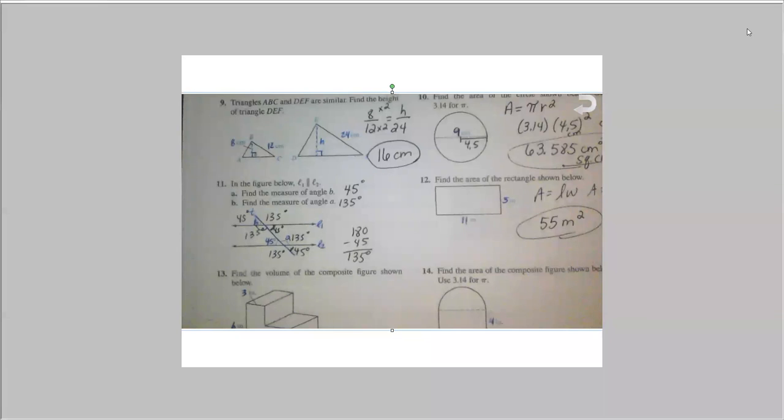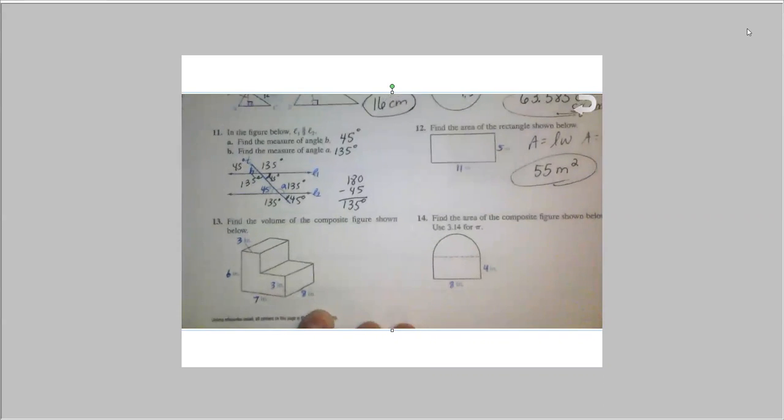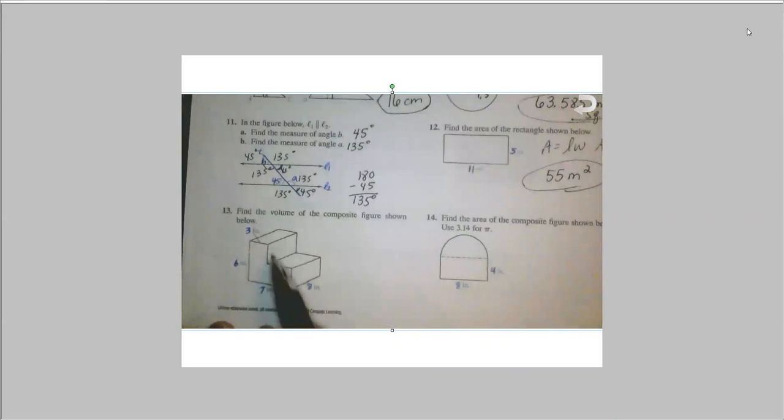Okay, we're gonna move into some composite figures. This sometimes might be the most difficult part of our lesson this week. We're not just talking about one shape, we're putting several shapes together. Okay. All right, I'll start with number 13. It says, find the volume of the composite figure shown below.